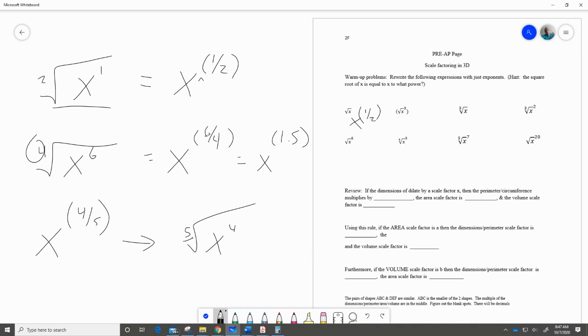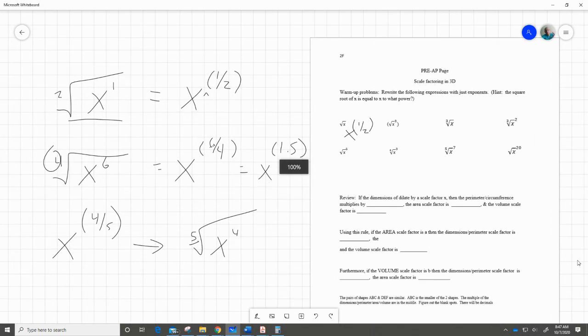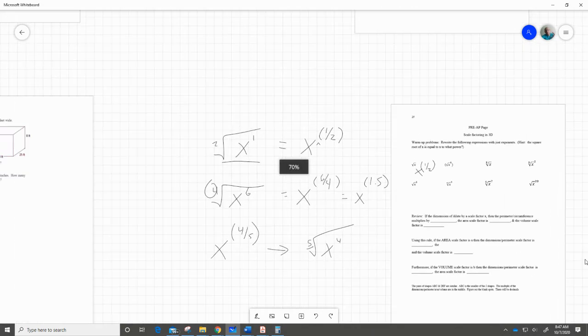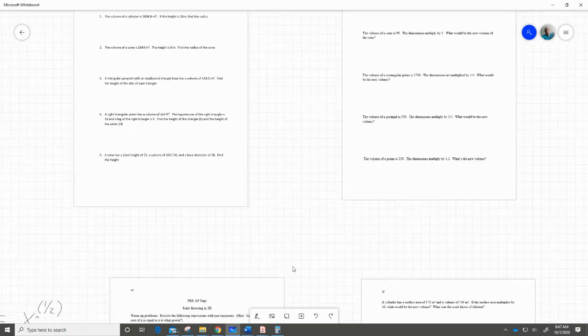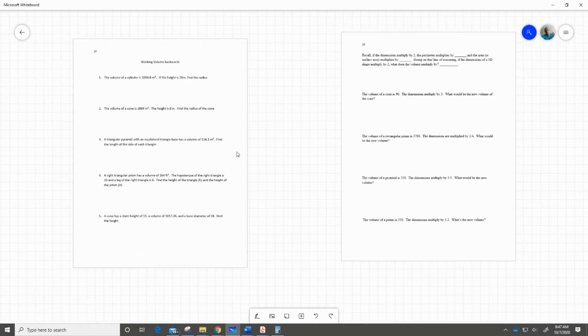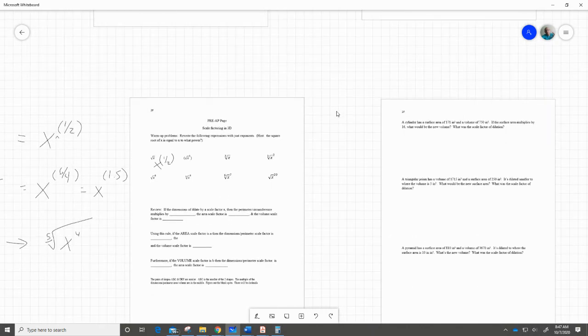But I want to go down and go over and fill in some of these blanks here on the bottom. So we kind of talked about the first 2 pages here.